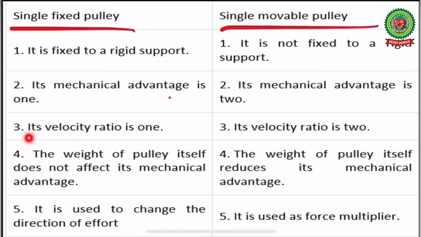But in practice, it is always a little less than 2. Number 3, for a single fixed pulley its velocity ratio is 1, and for a single movable pulley its velocity ratio is 2. Number 4, the weight of the pulley itself does not affect its mechanical advantage. But in case of a single movable pulley, the weight of the pulley itself reduces its mechanical advantage. Point number 5, a single fixed pulley is used to change the direction of effort, and a single movable pulley is used as a force multiplier as its mechanical advantage is greater than 1.